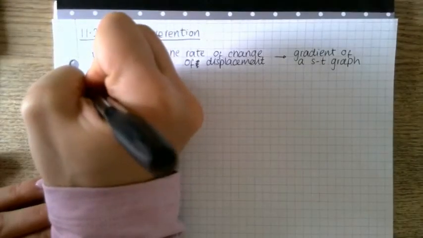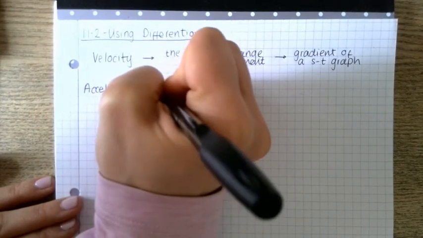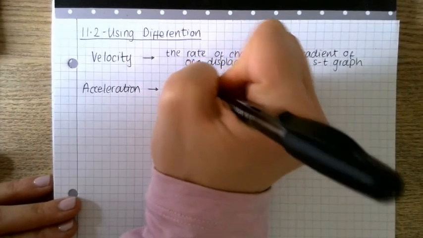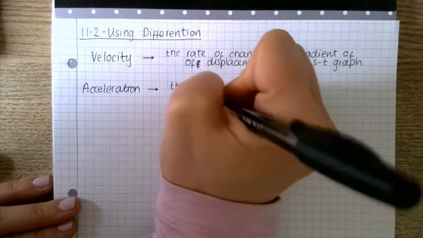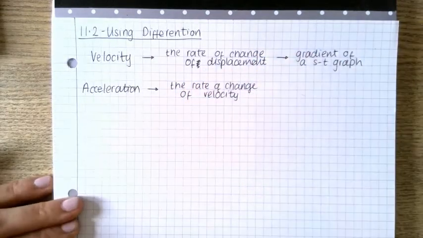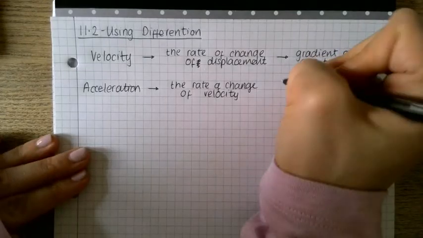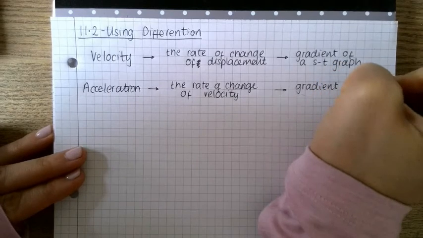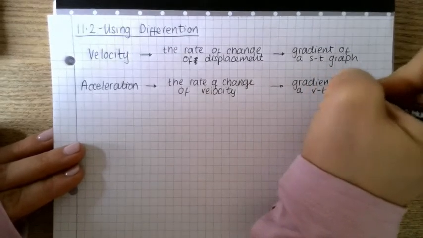And then the second thing is about acceleration. By definition, acceleration is the rate of change of velocity, so that is by how much our velocity is changing every second. That is our acceleration. And from working with velocity time graphs, we know that we can find acceleration by calculating the gradient of a velocity time graph.